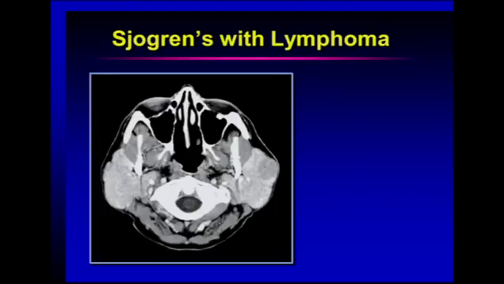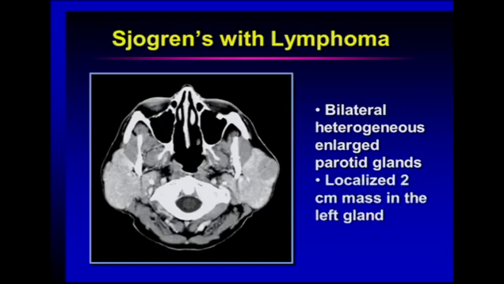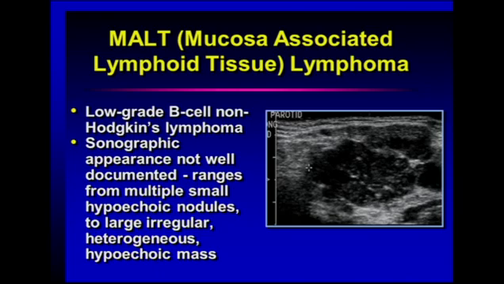On CT, we can also see the bilateral enlargement of the parotid glands, which are somewhat heterogeneous. This patient also has a more localized mass within the left parotid gland. And these patients are unfortunately prone to develop a type of malignancy within the parotid called a MALT lymphoma. It's a low-grade B-cell non-Hodgkin's lymphoma.